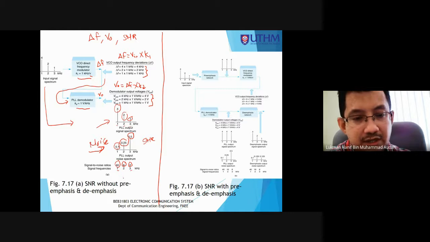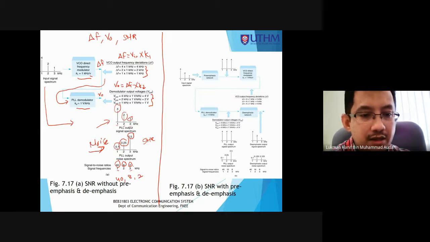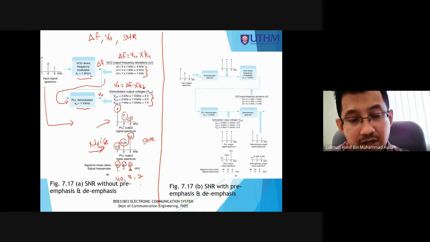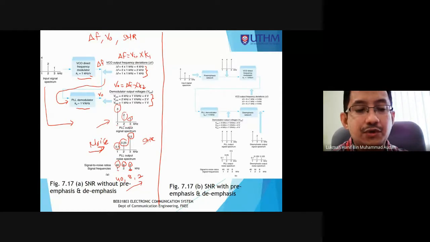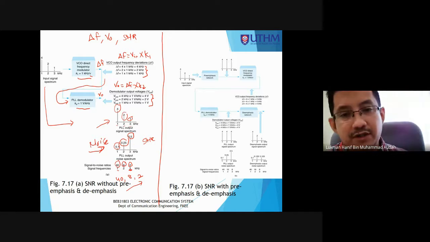So kalau diperhatikan di sini, nilai SNR adalah 40, 8 dan 2. So lagi tinggi nilai input, lagi tinggi nilai modulating frequency, lagi rendah nilai SNR, which is not good. We want the SNR to be as high as possible. Okay, so that's why we have a third question.